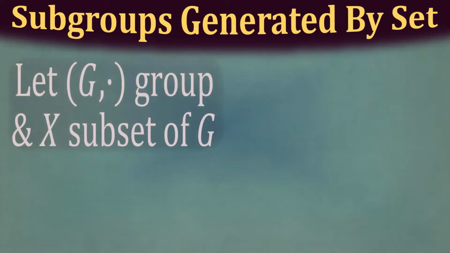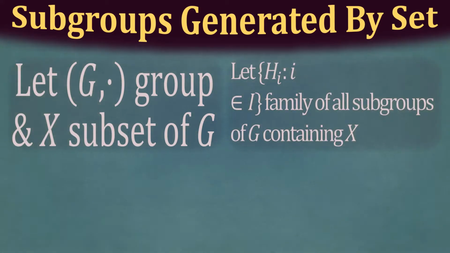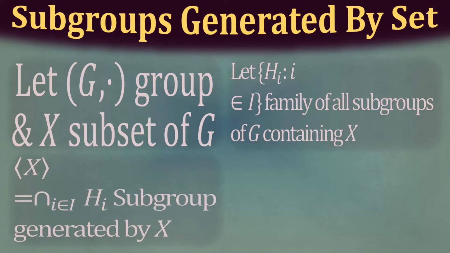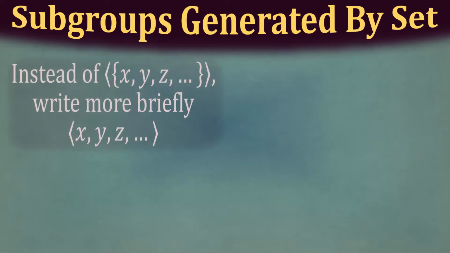Next, let's discuss subgroups generated by a set. Let (G, ·) be a group and let X denote a subset of G. Let {Hi : i in I} be the family of all subgroups of G containing X. Then ⟨X⟩, the intersection over all i in I of Hi, is the subgroup generated by X. If X is the empty set, we let the set generated by X equal the set containing just the identity element, which we call the identity subgroup. Also note the notation that instead of writing ⟨{x, y, z, etc.}⟩, we more briefly write ⟨x, y, z⟩ without the set brackets.